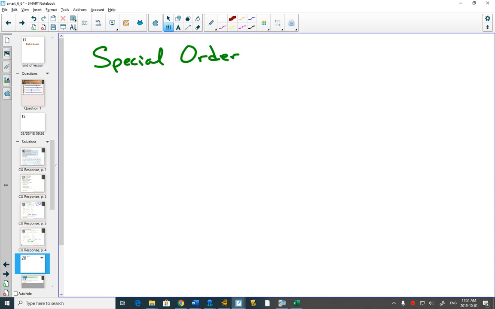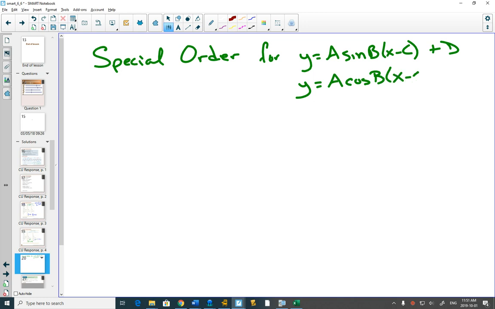You can do your transformations like we did in Chapter 3, but we're going to develop a shortcut because each of those letters, for y equals a sine b, x minus c, plus d, well, also it'll be for cos as well. This can be in another set of brackets. All of those things change something specifically.